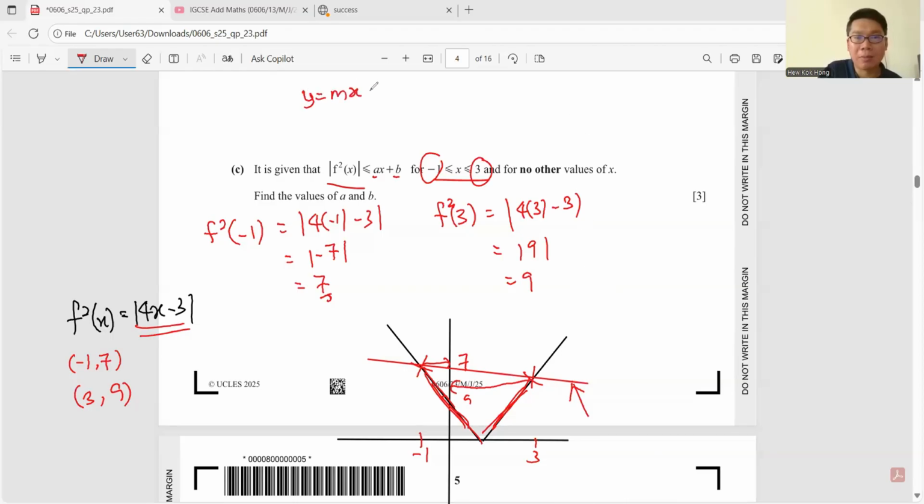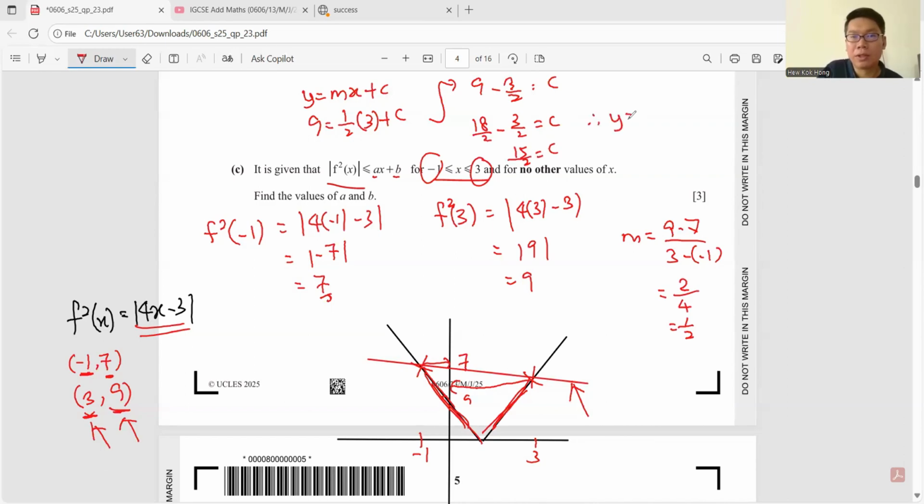So after I know these two coordinates, then I can form the straight line equation, because according to y equals mx plus c, I just need to know the m and c. So I use change in y over change in x. So I can confirm the gradient is half. Then I substitute in any of my x and y combination. Let's say I use this combination.